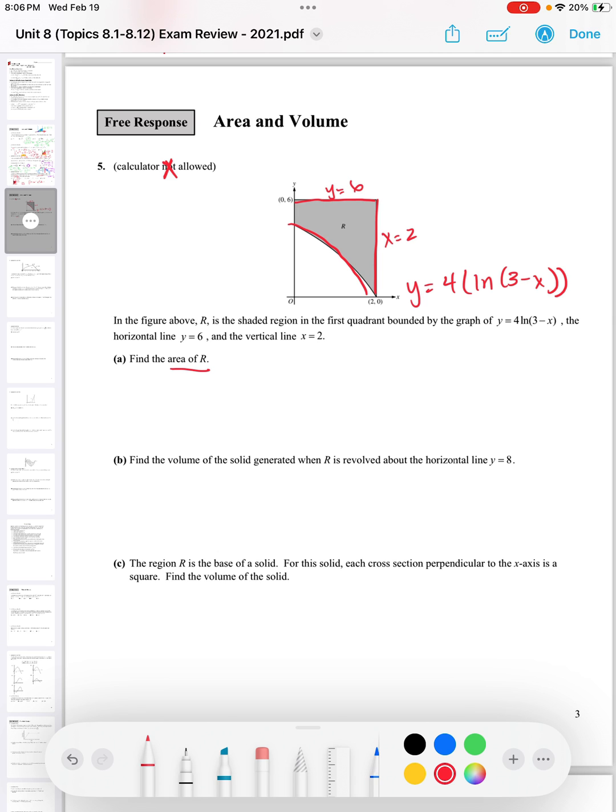Now, the first thing we're going to do is find the area. Well, the area is going to be the top minus the bottom, and nothing's squared for area. So we're going from 0 to 2 of the top function, which is 6, minus the bottom function, which is the curve, 4 natural log of 3 minus x, dx. And now this is why this one is calculator. There is no way for us to take the integral of the natural log by hand. So the answer, after we go math 9, is 6.817.